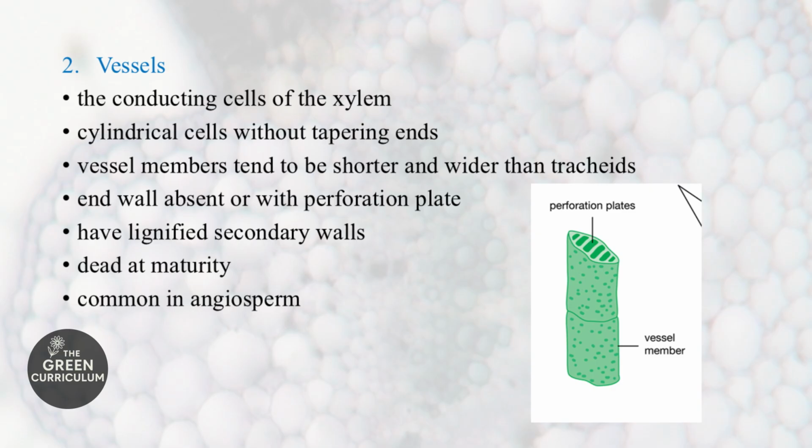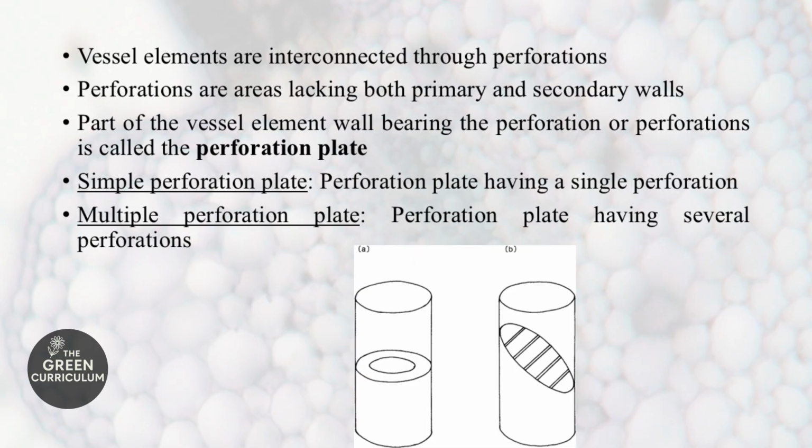Okay, then about the perforation plate, the vessel elements are interconnected through the perforation plate. In tracheids, the individual tracheids are interconnected through pits, but in vessels they are interconnected through the perforation plate. And there are two types of perforation plate. Simple perforation plate, the perforation plate having a single perforation, a single opening, and in multiple perforation plate, as the name indicates, the perforation plate or the end wall has numerous perforations, meaning two or more openings are there in the end wall of vessels.